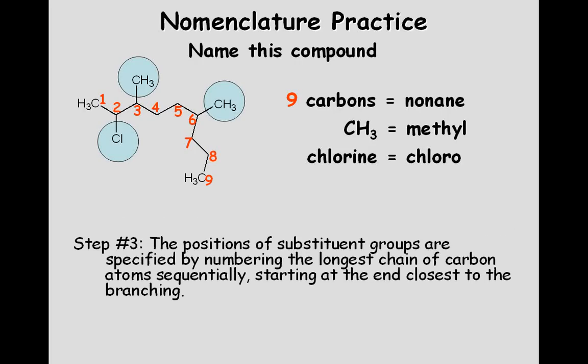Now, the positions of each of the groups are specified by number. We said this before. You want to number the chain in such a way that it gives all of the groups attached the lowest possible numbers. It looks like most of those extra groups are attached more to the left end of this chain, so we're going to start counting 1 through 9 rather than counting 9 through 1. We could have gone in the other direction and started at the right with 9 and gone all the way down to 1, but you want to give the groups the lowest possible numbers.